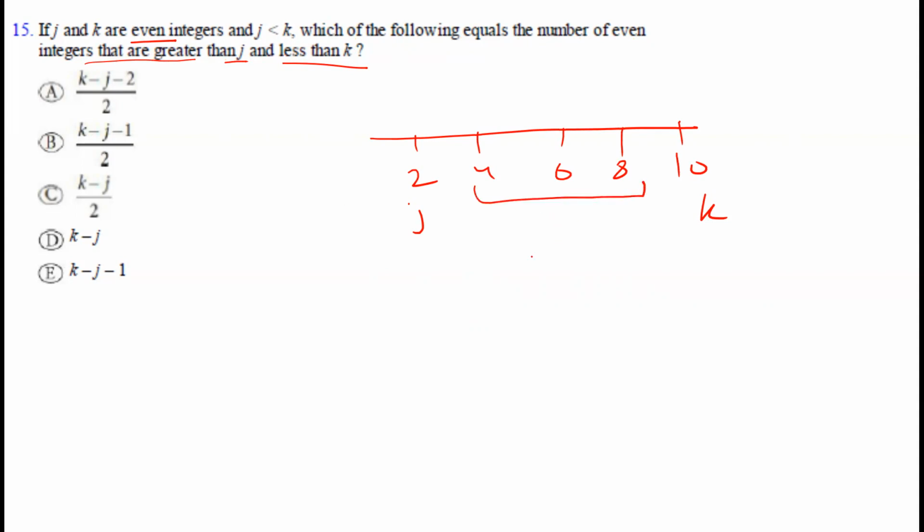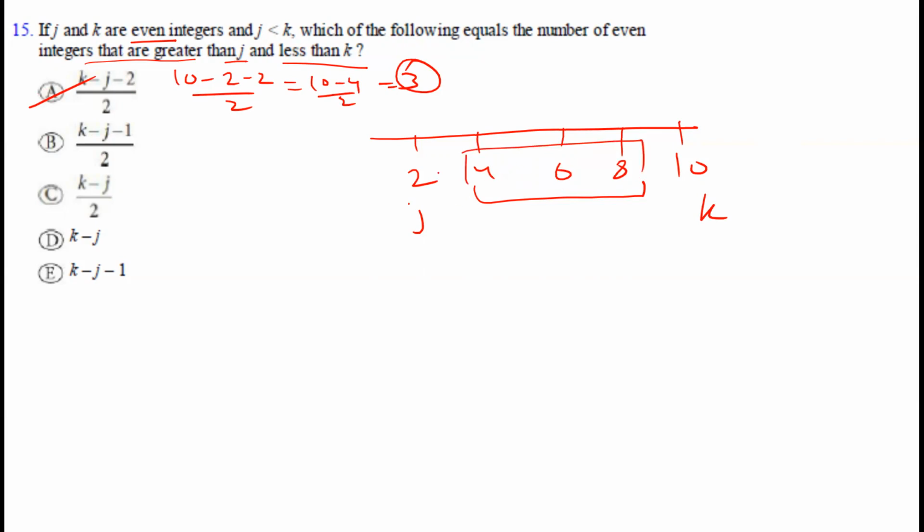So we have 3. Let's substitute J and K over here. So this would be (10 minus 2) minus 2, divided by 2. So 10 minus 4 divided by 2 is 3. So this is correct actually. So we have 3 numbers in between.